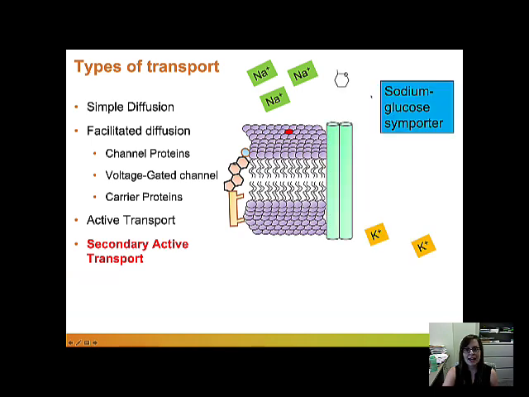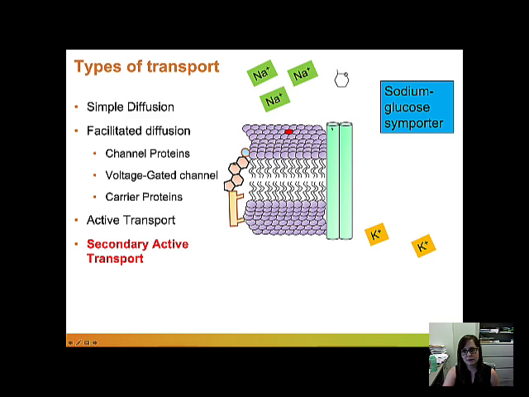Okay, so the classic example of a secondary active transporter is the sodium glucose symporter. Symporter just means that both molecules are going to move in the same direction. Here we have our sodium that we pumped out of our cell, and we've got a molecule of glucose. Now we would like to get as much glucose into our cell as possible because we're going to use that glucose to make ATP. So we want to be able to pump glucose against its concentration gradient, and we're going to use the sodium that we pumped out to do this.